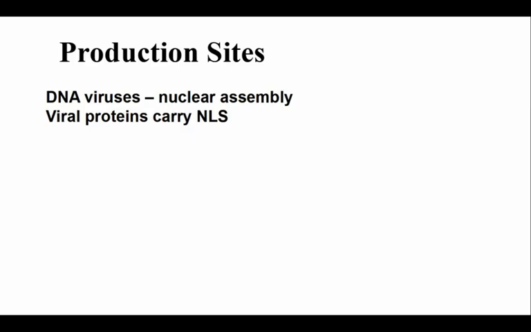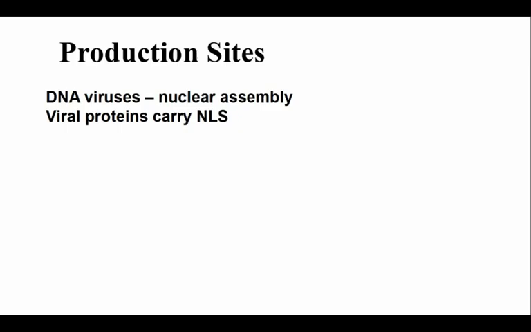Let me just draw this out. So what are the two possibilities? Okay, I was given the answer here. All DNA viruses that replicate in the nucleus also assemble their particles in the nucleus. And that means that all the virus proteins, all the virus capsid proteins, have got to be imported into the nucleus. So they all have a nuclear localization sequence in the capsid protein.